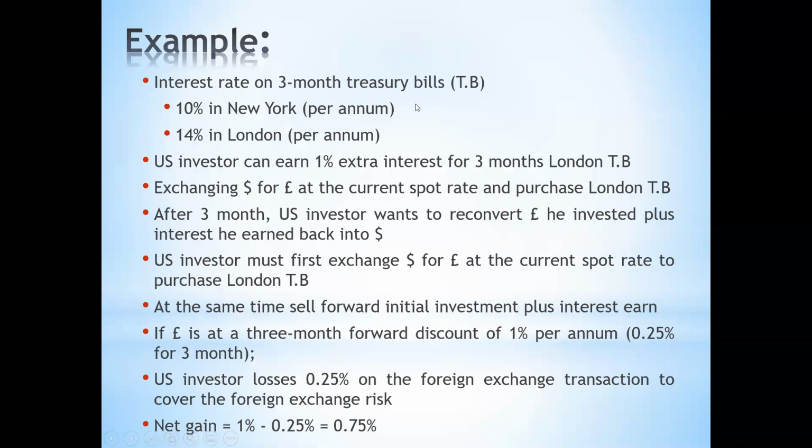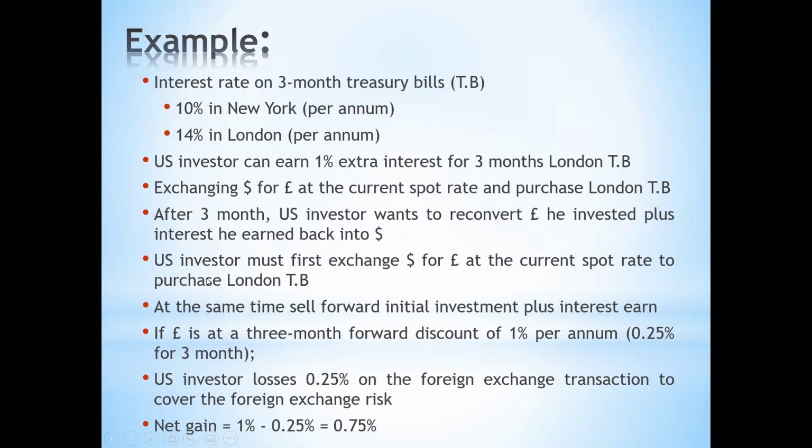The interest rate on 3 months treasury bill, now you can see in the New York market, that means the USA market, it is 10%, and in the London market, it is 14%. Now, the interest rate is normally given as a per annum interest rate. Normally we are not quoting the interest rate per 3 months. If you have a per annum rate, it is your duty to convert it into a 3-month interest rate, 6-month interest rate, and so on. So now we are getting the 3 months treasury bill interest rate as per annum. Now, by looking at the figures we are given, we can see that the London market interest rate is higher than the New York market interest rate.